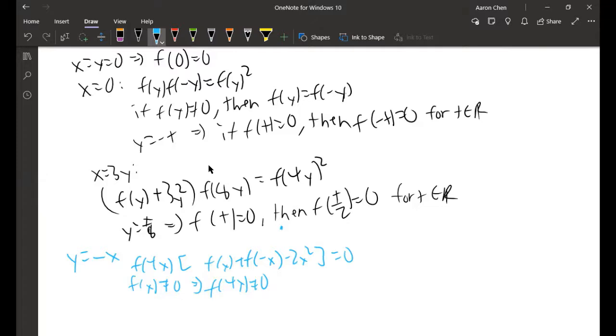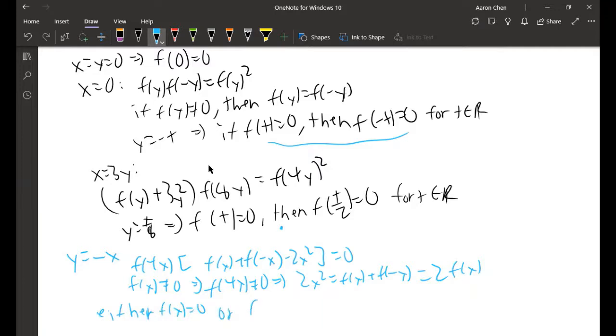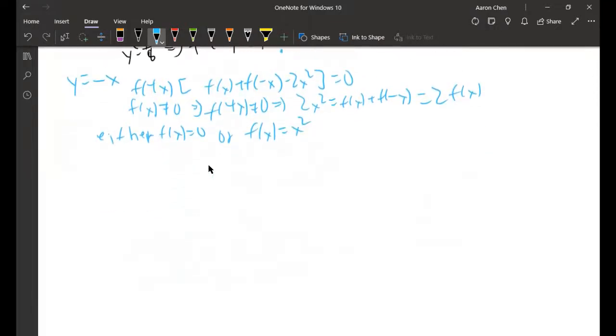And so that means that 2x squared equals f of x plus f of negative x. And using this, we can see that this is equal to simply 2f of x. And so what this means is that we can see that either f of x equals 0 or f of x equals x squared. And so now we want to show that there are no other solutions other than these two.